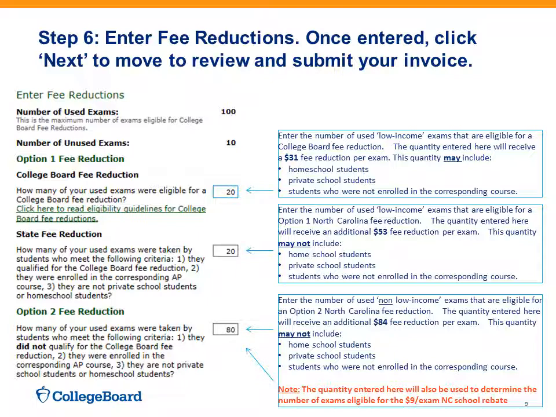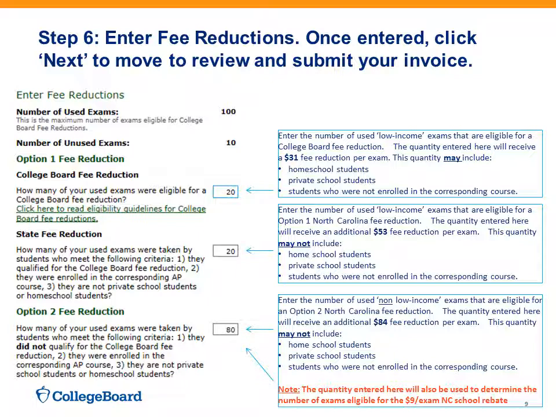So the box under that is the number of used low income exams that are eligible for the North Carolina public school fee reduction. So here is where you do not include the homeschool students, the private school students, and the students who were not enrolled in the corresponding course. So in this example, all of the students were in the corresponding course and they were at a public school.